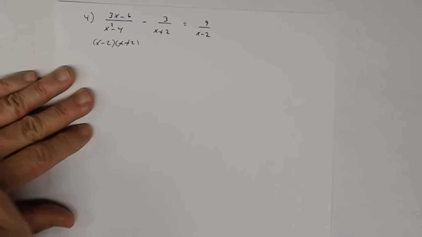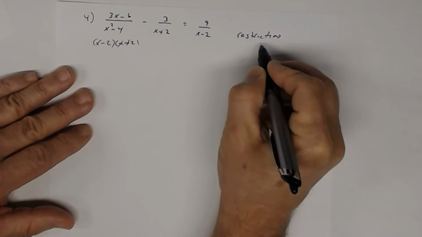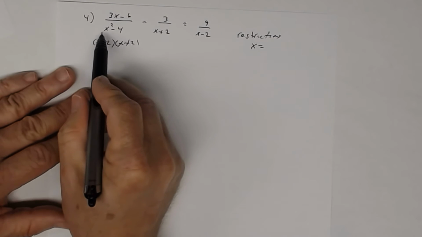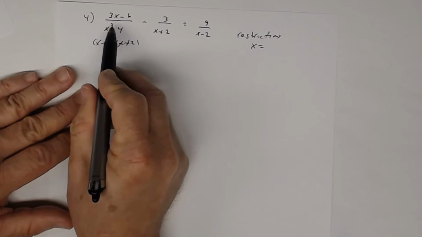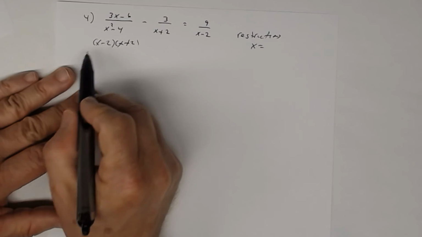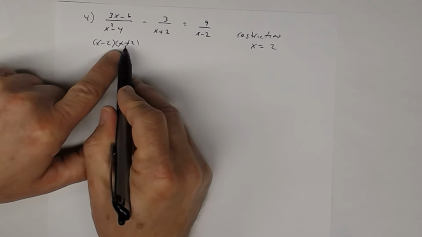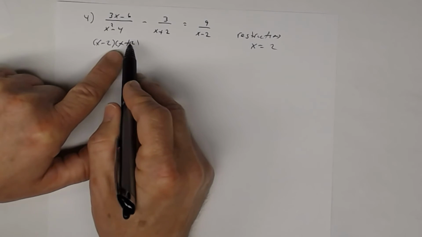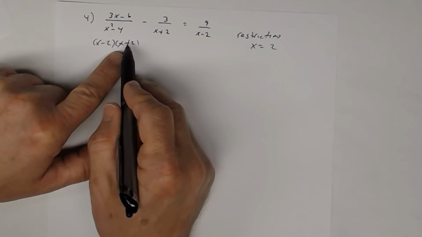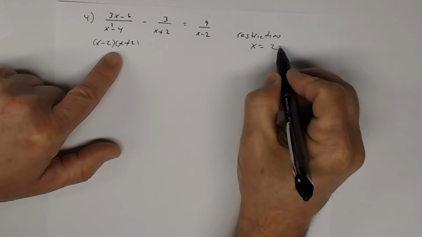And so let's find the restrictions. So what makes the denominator 0? Well, that denominator is 0 when this factor is 0. So x minus 2 is 0 when x is 2. So I know that x cannot equal 2. Over here, this denominator is 0 when this factor is 0. So x plus 2 is equal to 0 when x is negative 2, because negative 2 plus 2 is 0.